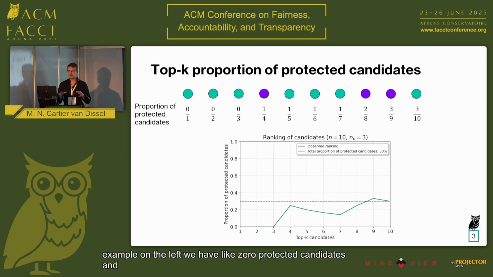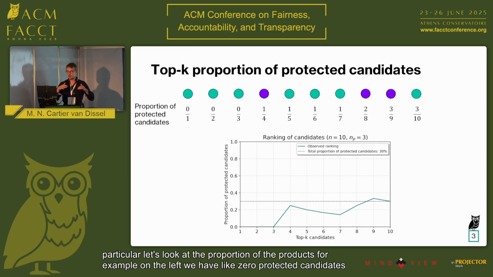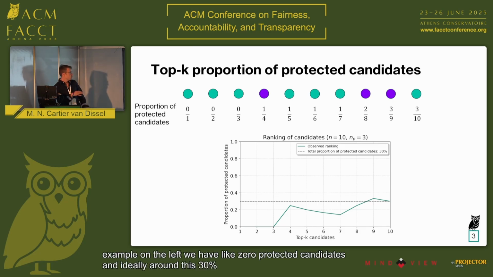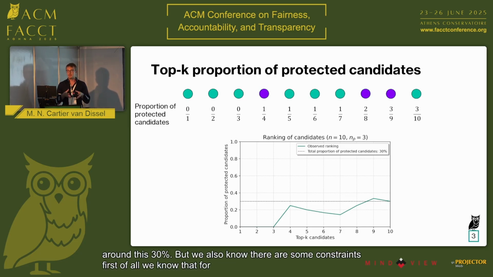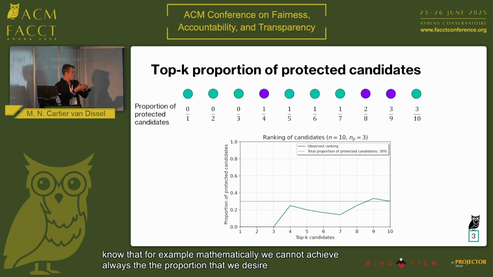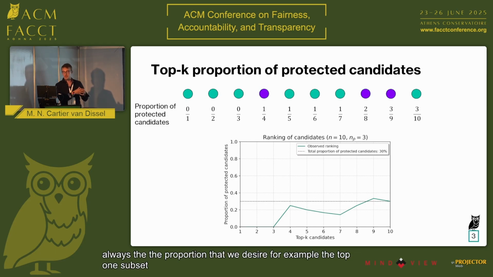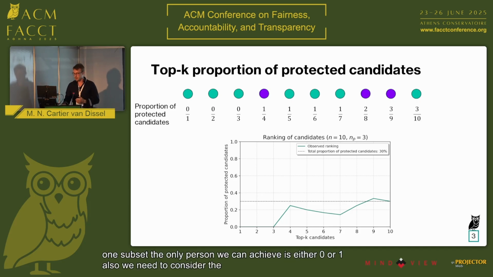Ideally, we would like this green line to lie around this 30% dashed line, which represents the total proportion of the protected candidates in the candidate pool. But we also know there are some constraints. First of all, mathematically, we cannot always achieve the proportion that we desire. For example, in the top 1 subset, the only proportion that we can achieve is either 0 or 1. Also, we need to consider the stochasticity of the selection process.